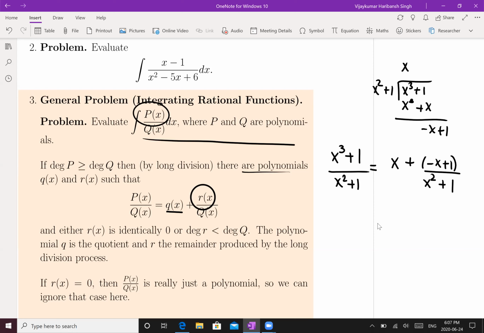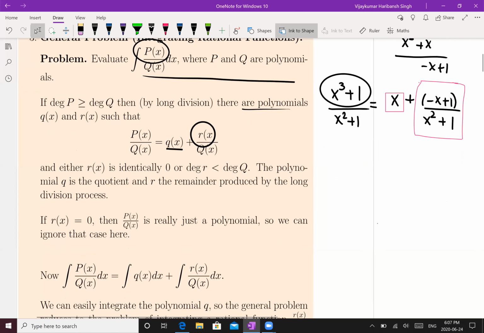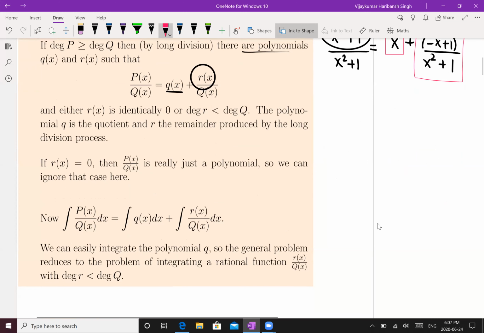So the idea is that if the degree of the numerator is bigger than the degree of the denominator, we can always reduce it to a polynomial plus a rational function again, where the degree of the numerator is less than the degree of the denominator. So we want to restrict ourselves to this case, because if you write it in this format, you can always integrate it as the integral of the quotient plus the integral of this rational function.